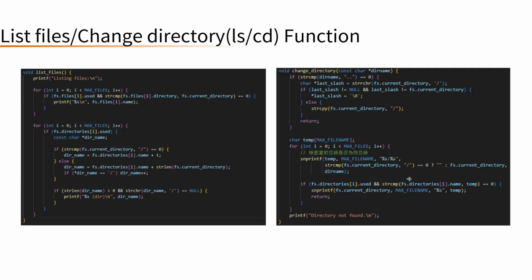Next, I will introduce the list function. List file function: the first for loop iterates through all files, checking if they belong to the current directory and printing their names. Listing directories: the second for loop scans each directory in the struct and ensures it is a subdirectory of the current directory.